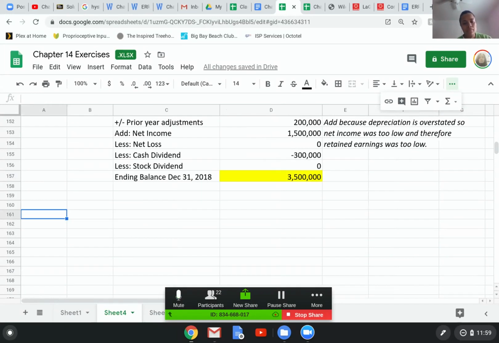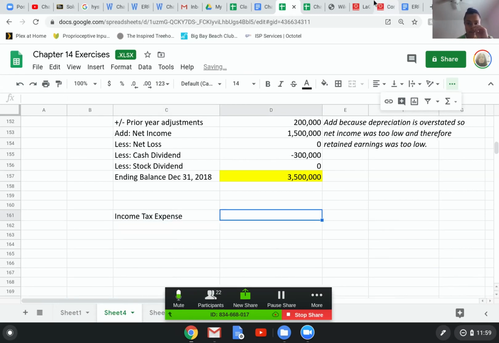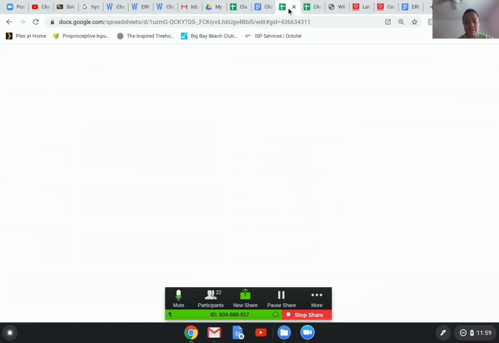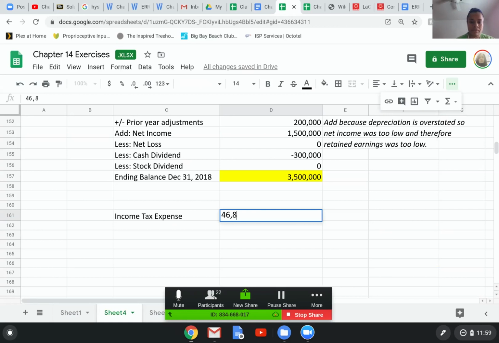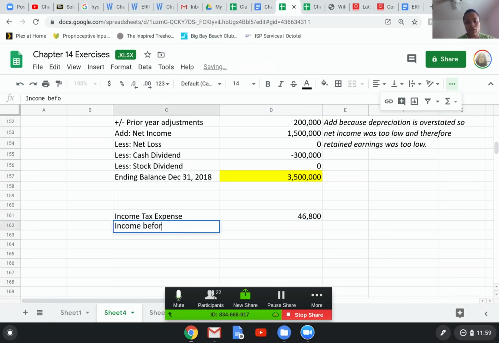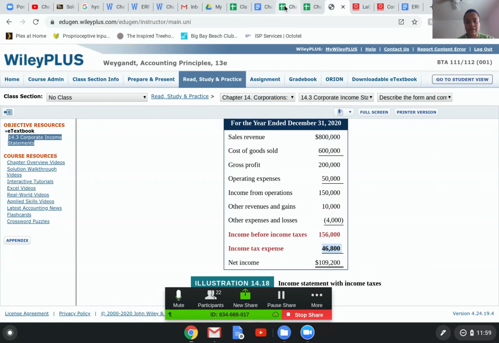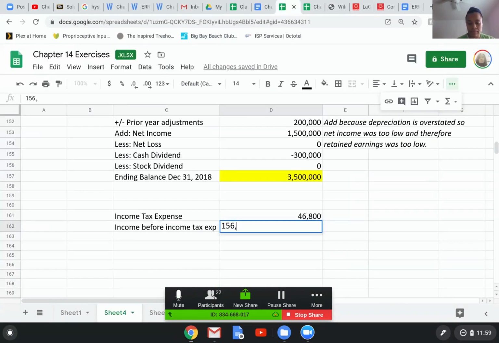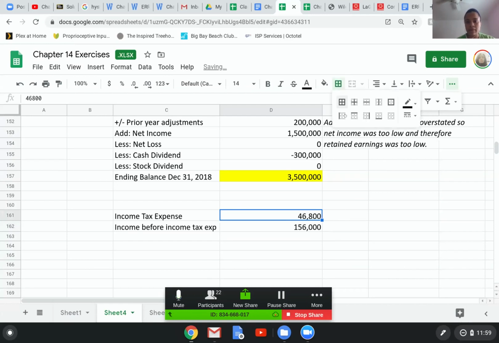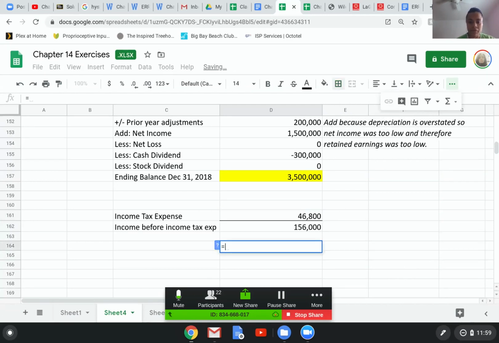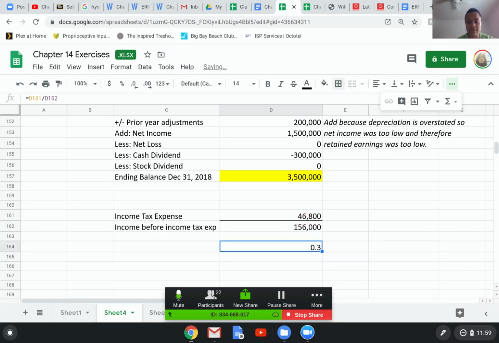So if you want to calculate, you can say, what is the income tax expense? If you go back to the question, that's going to be 46,800. What is the income before income tax expense? It is going to be 156,000. So if we divide this, you're going to say 46,800 divided by 156,000, which is 30%.